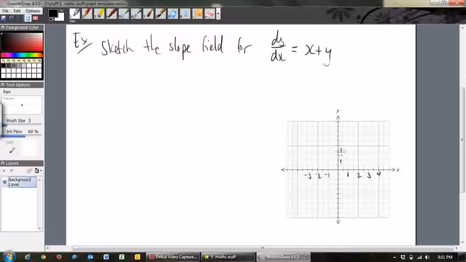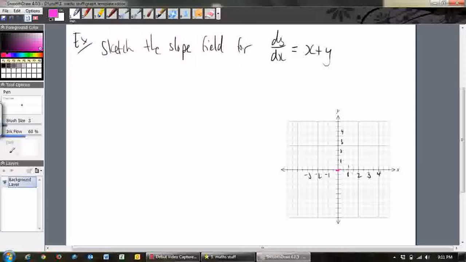Sorry to take up some time doing this. So let's choose a bunch of points. At the point (0, 0), what's the gradient? 0 plus 0 is 0, so you're going to get a flat line there. So a gradient of 0 there.